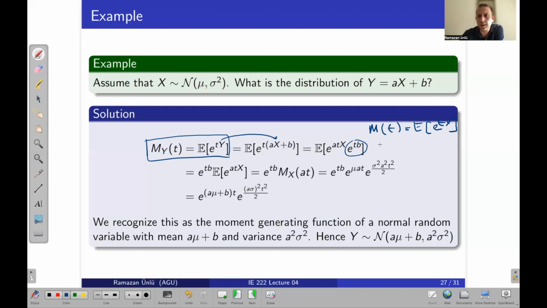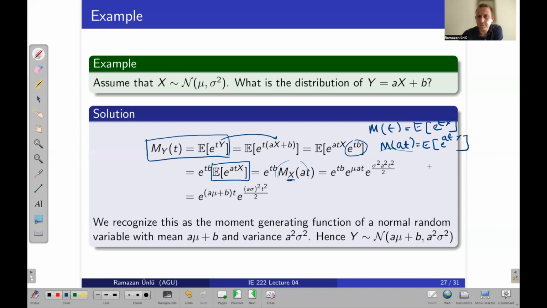If this is the case, I can simply say that the moment generating function of at, which is equal to the expected value of e to the atx, right? I just used at instead of t. So the expected value of e to the atx is equal to the moment generating function of at. And I know that X is normally distributed.